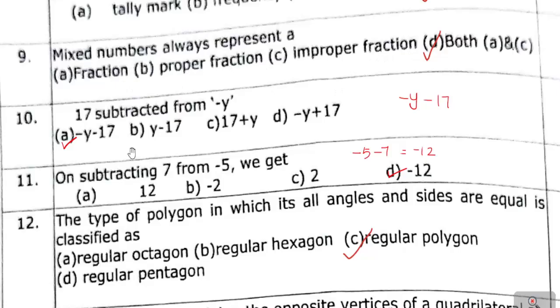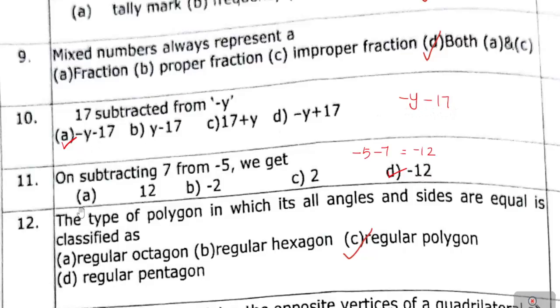Okay. The 10th question, 17 subtracted from minus 5. You should take care because this is minus 5. So 17 is going to be subtracted from minus 5. So you have to write it like this, minus 5 minus 17. So the answer is A.